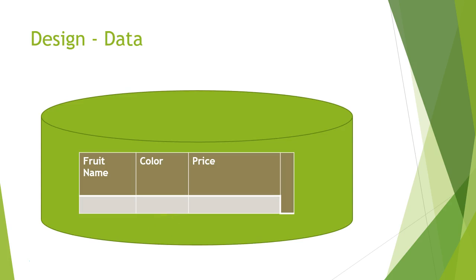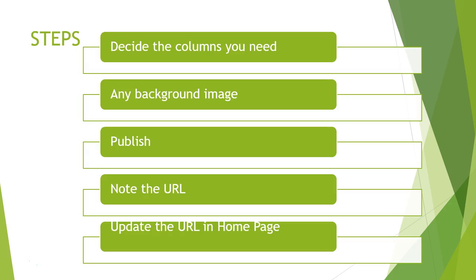Before we get started, design your data. In this particular case, we are having a fruits table. We have the fruits name, color, and price. Depending on your needs, decide the data, the SharePoint list, and the columns you need.